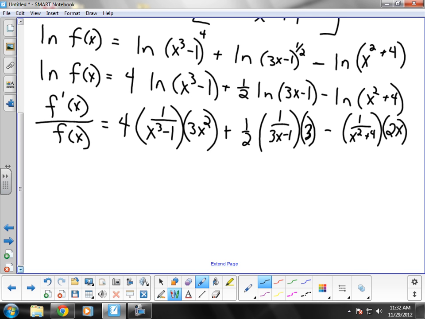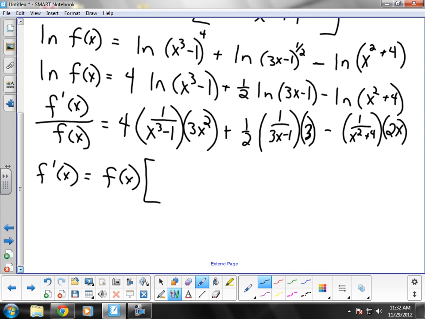Okay, so if I simplify this and I solve it for f, the derivative, right? I get f of x times... so I've got the 4 times the 3x squared, and that goes in the numerator. Solved it for f prime, the derivative. So, am I putting f by 4 in there? Okay, so 4.